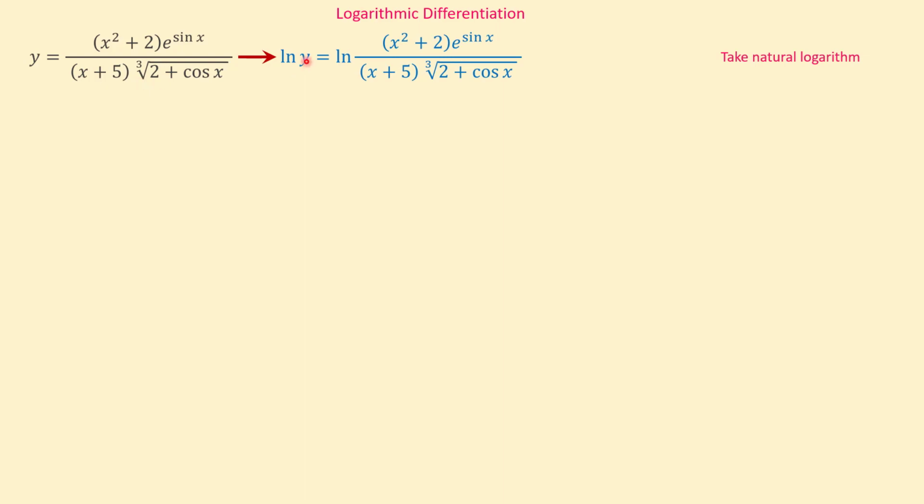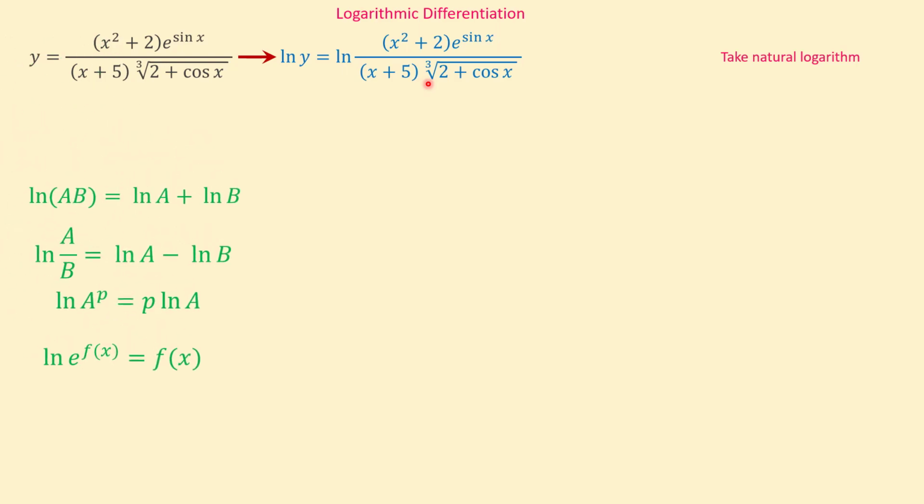We have ln of y equals ln of (x² + 2) times e to the sine of x over (x + 5) times the cube root of (2 + cosine of x). Now, with the following properties of ln, we simplify this expression. ln of a times b equals ln of a plus ln of b. So we can rewrite ln of (x² + 2) times e to the sine of x as ln of the first expression plus ln of the second expression, and then minus ln of the bottom expressions, minus ln of (x + 5) minus ln of the cube root of (2 + cosine of x).